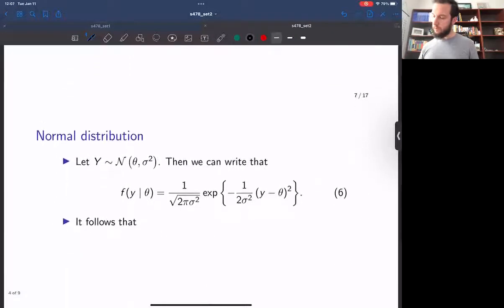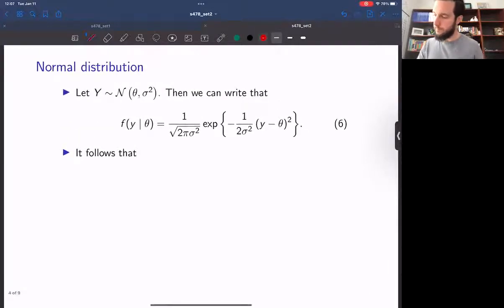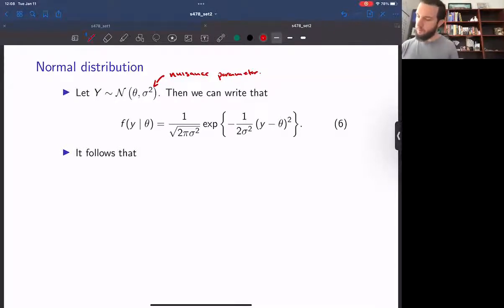So just to give you an idea of how this works, we'll look at the normal distribution. So let's suppose that y follows a normal distribution with mean theta and variance sigma squared. Okay, so the idea here is that we want to write y's density in terms of theta, and sigma squared here would be the nuisance parameter. So we want f of y as a function of theta within the structure given before. All right, so to do this, we're basically just going to restructure equation 6. So we can show that equation 6 can also be written as follows.